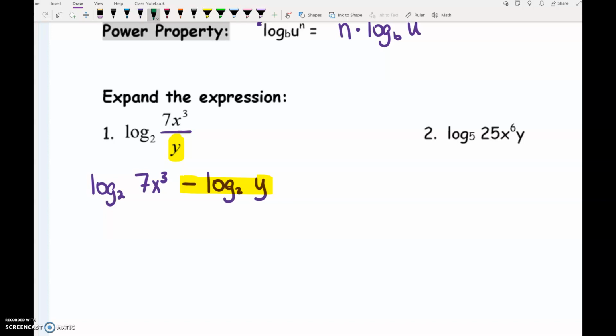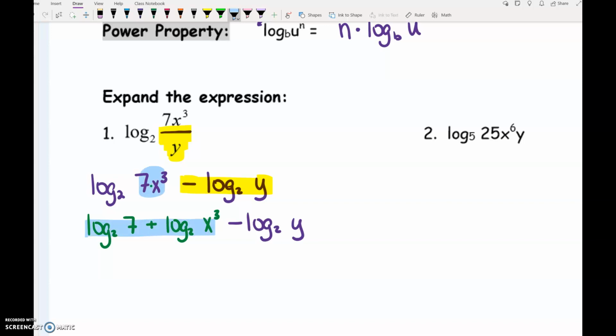Then we keep going. This 7x to the third needs to be split up. There's multiplication in between that. So we have log base 2 of 7. What symbol should I use to split these up? Plus log base 2 of x to the third. And we still have minus log base 2 of y. So far, we split up the division using minus. We split up the multiplication using plus.